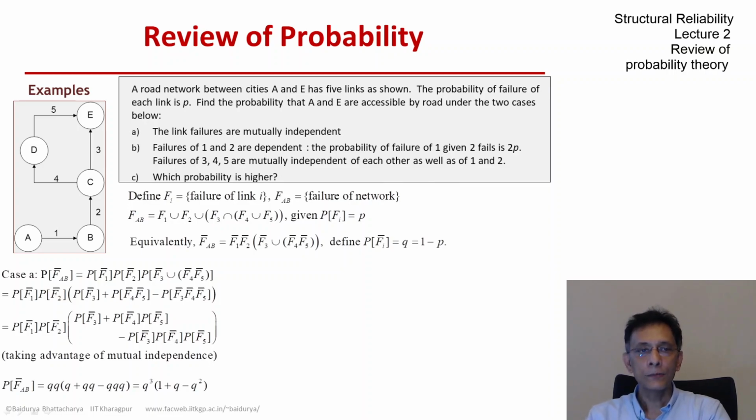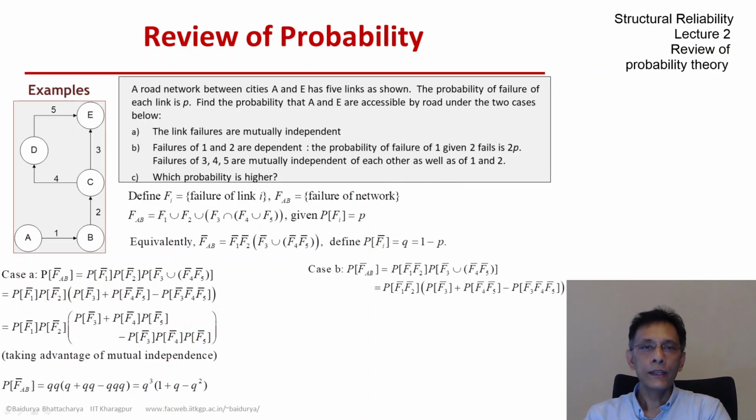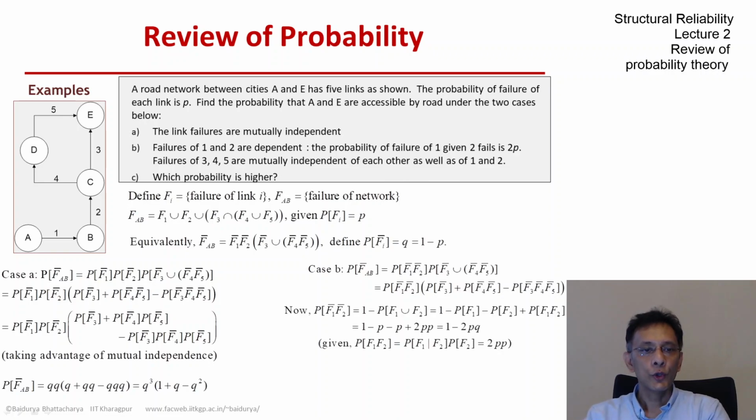Now, when there is dependence between failures of 1 and 2, we need to be a little careful. So we can't write P of F1 bar F2 bar as the product of the two. For the second term on the right hand side, we can still do what we did before. But for the first term, P of F1 bar F2 bar, we need to consider the dependence that has been given. So how do we do that? P of F1 bar F2 bar. So these two events are complementary, F1 bar F2 bar and F1 union F2.